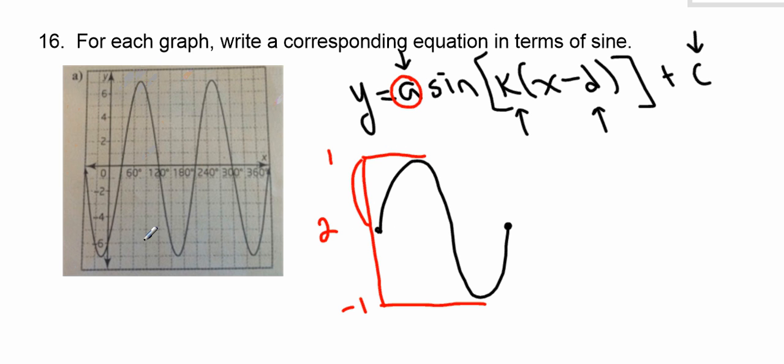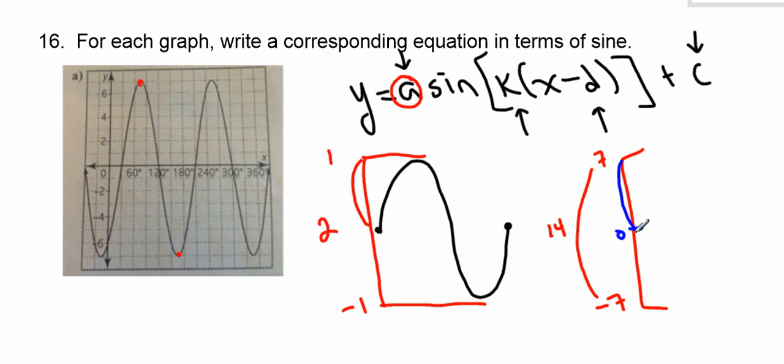So on this graph, we go from +7 to -7. So instead of going from -1 to 1, we go from -7 to 7. That gives us a range of 14, which means that our a value is 7. So we go from 0 to 7 to the maximum and 0 to -7 to the minimum.